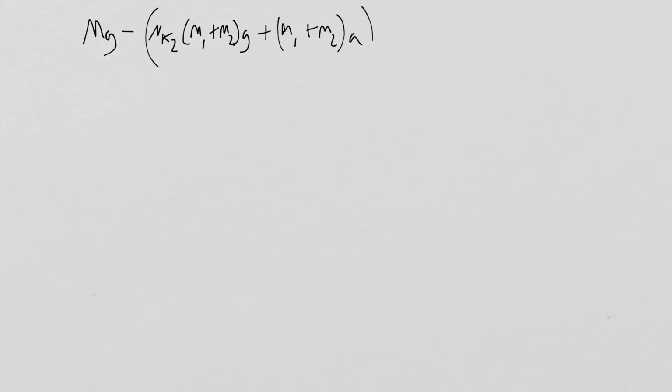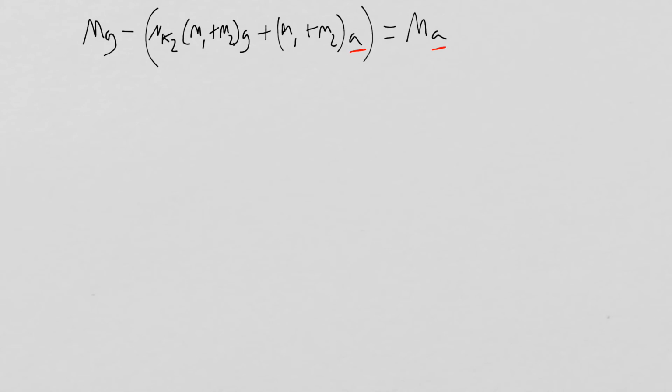Okay, so now we have only one unknown, right, a. So we just need to put everything with a on one side and clean it up a bit. So Mg minus mu K2 (M1 plus M2)g equals a, and we'll factor out all the other stuff, so that capital M. Now, this M1 plus M2 comes with a minus, so I have to add it to both sides.